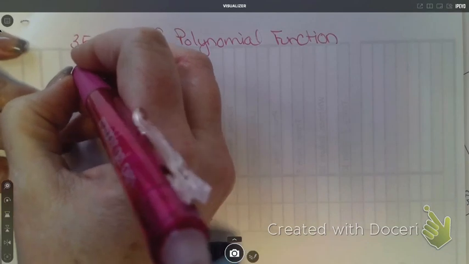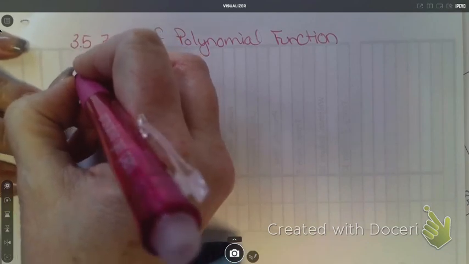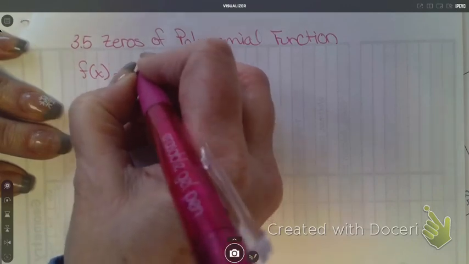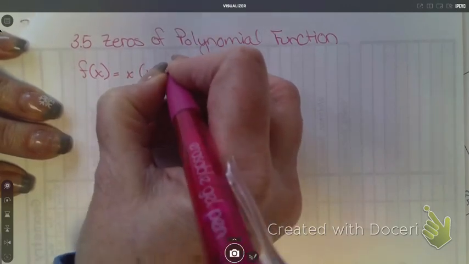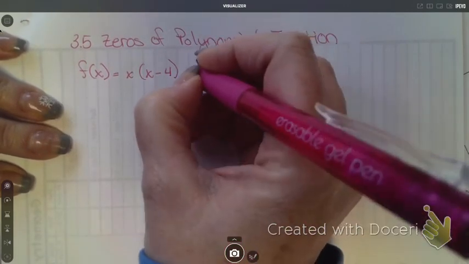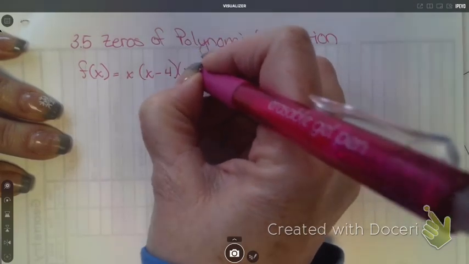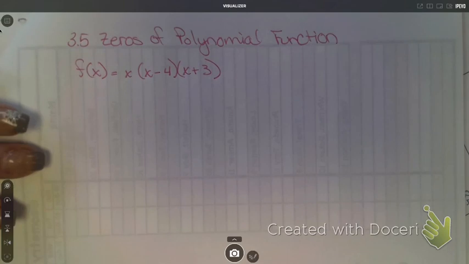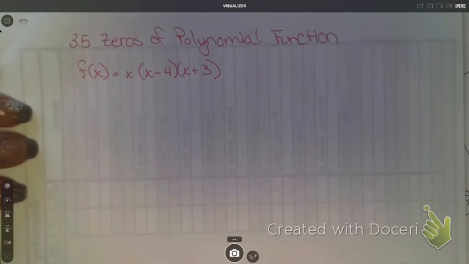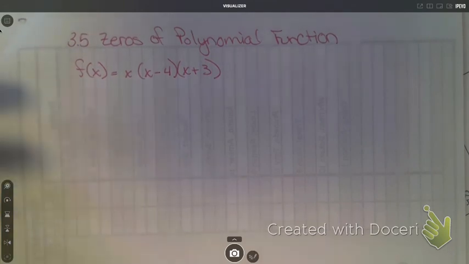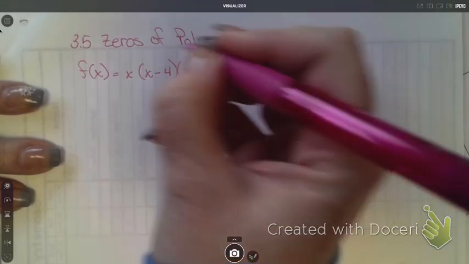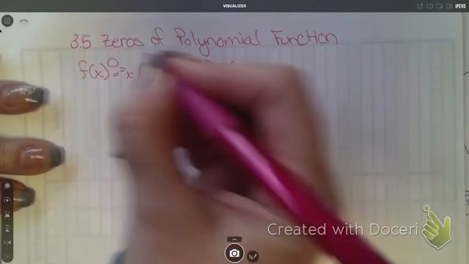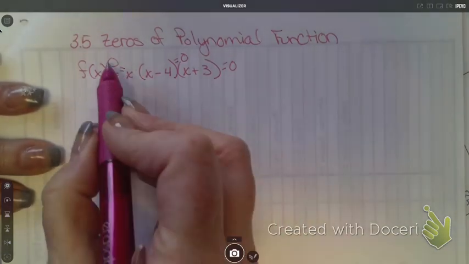So if I had f of x equals x times the quantity x minus 4 times the quantity x plus 3, what are the zeros of that function? How do I find them? Set everything equal to 0. So 0 here, and here, and here. Yes? So we have x equals 0.